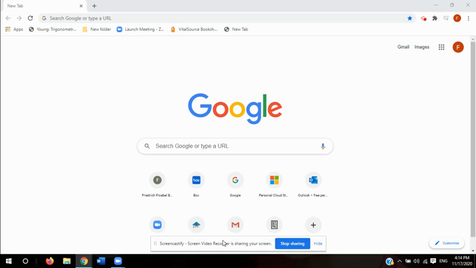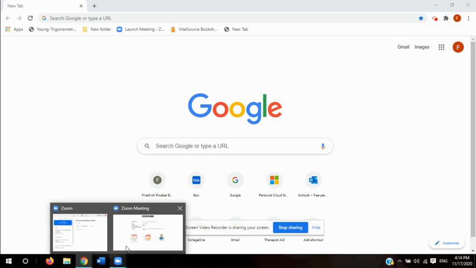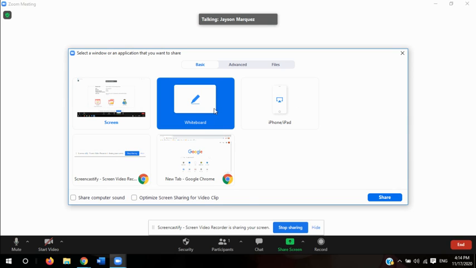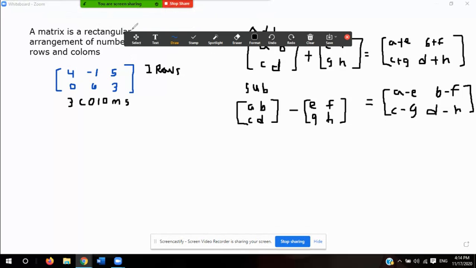Okay, guys. So today we are going to introduce our new topic, which is matrices. And I'm actually going to share my whiteboard so that I can explain the concept a little bit better. And what are matrices? I'm going to first give a little theory on what matrices are.